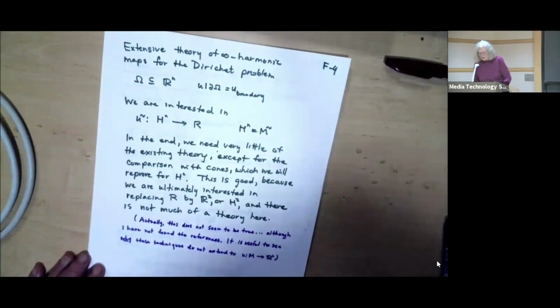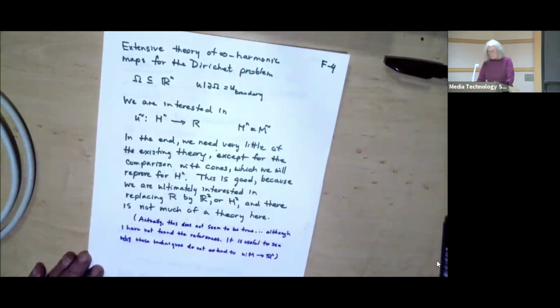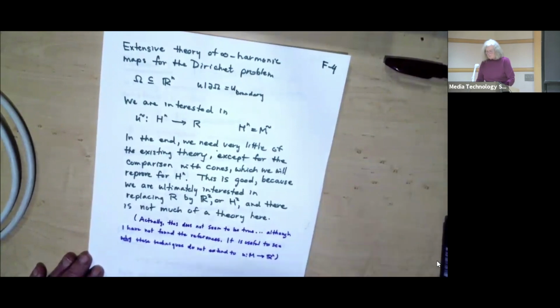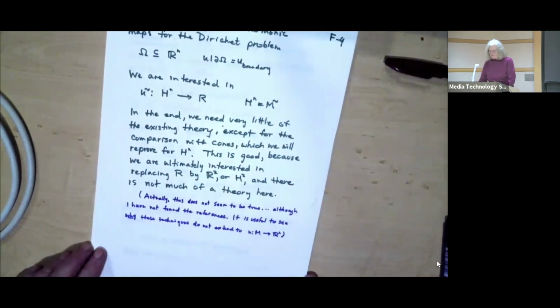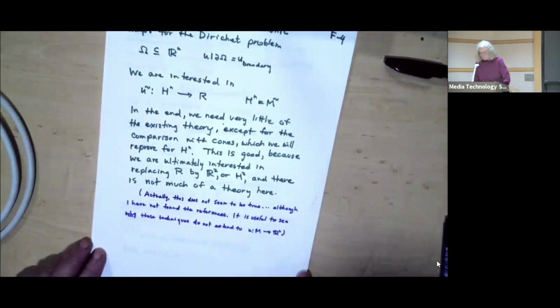Okay. And it turns out that the more I look at it, we don't need a whole lot of the existing theory, except for the comparison with cones. And I said this is actually good because we are ultimately interested in replacing the image R by R2 or even hyperbolic space. And there really isn't that much of a theory there for us to fall back on.